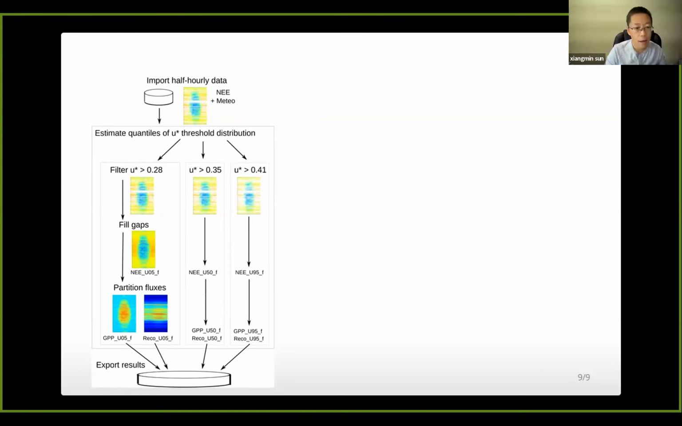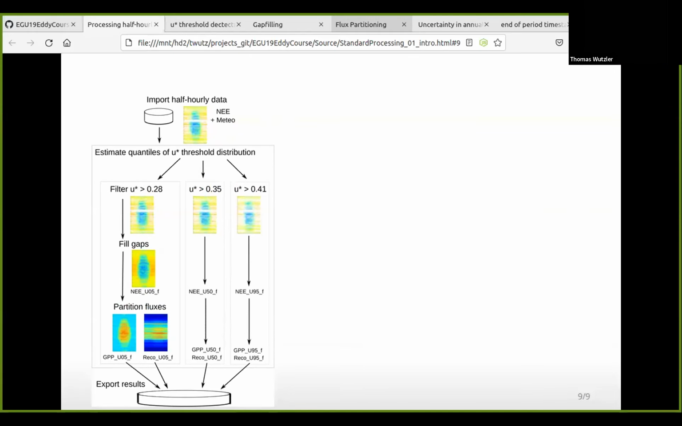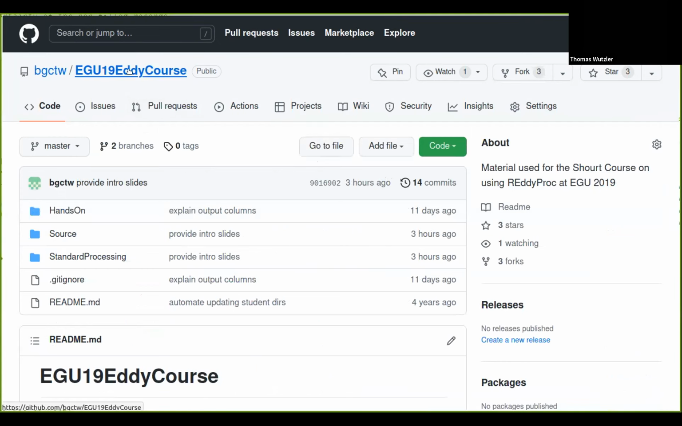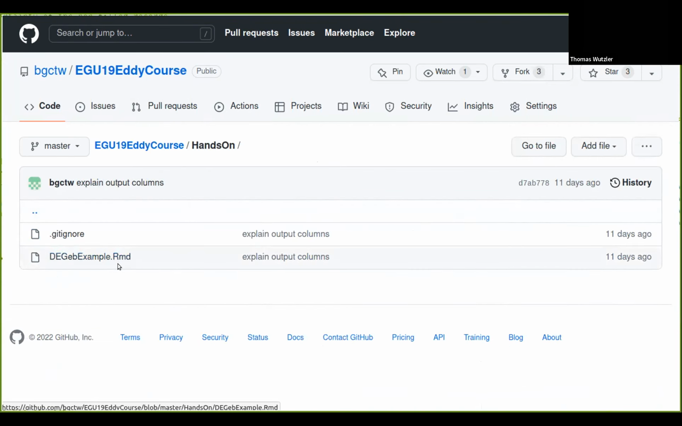Thomas, so now I think we can have a 5 minute break, so we can move on to our training session. Yeah, okay, so we can have a five minute break. If you have not done it yet, please start up your RStudio and download this. If you want to follow the hands-on exercise, there is the link in the EGU19 Eddy course with the hands-on session, and there is a file, the example RMD, which we will work on. You will need to load this into your RStudio.